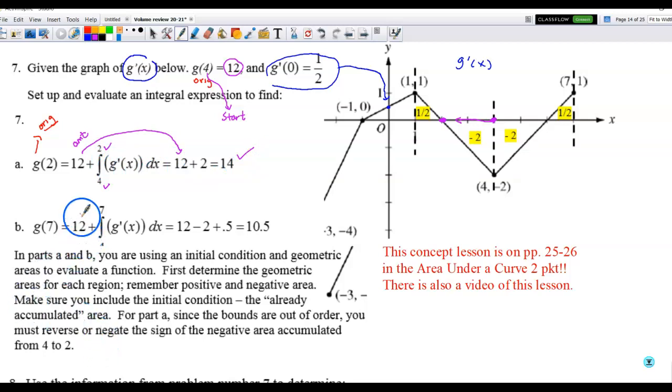For g of 7, we're going to do the same thing. We're going to start with the already accumulated amount of area. This is a 4 down here. We're going to start at 4. We're going to stop at 7. We're going to go and accumulate the area under g prime of x. So we keep the initial amount of area that was given. And so now let's change colors.